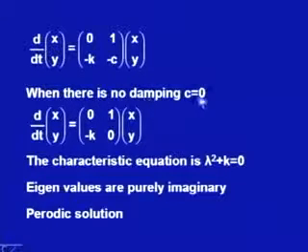When there is no damping present, that means c is equal to 0, then we have d by dt of (x, y) equal to the matrix [0 1; minus k 0] times (x, y). If we have to solve this system, the characteristic equation is lambda square plus k is equal to 0, and from here one can find that the eigenvalues are purely imaginary, and on the basis of our discussion we know that this is a periodic solution as the values are purely imaginary. So we can get the solution of the differential equation with the help of eigenvalues and eigenvectors.